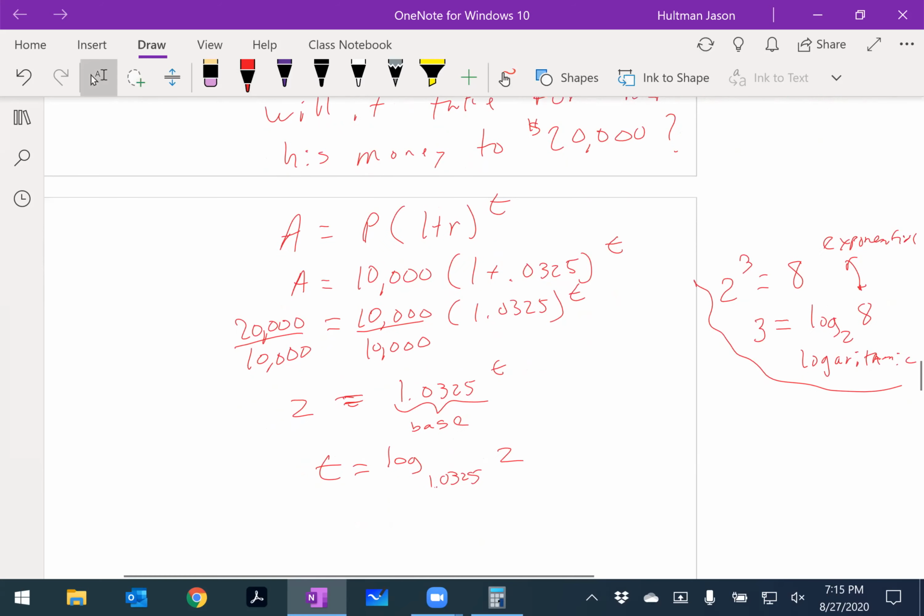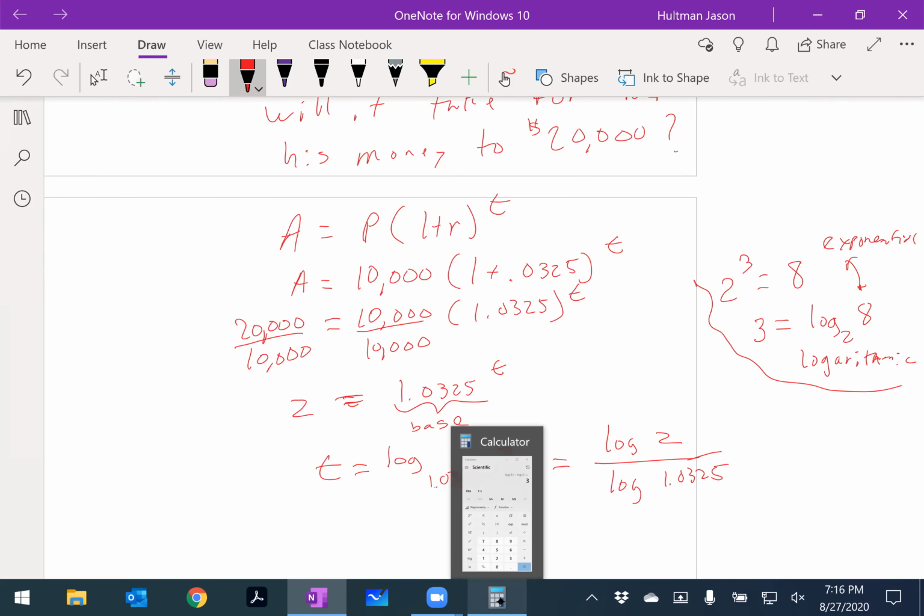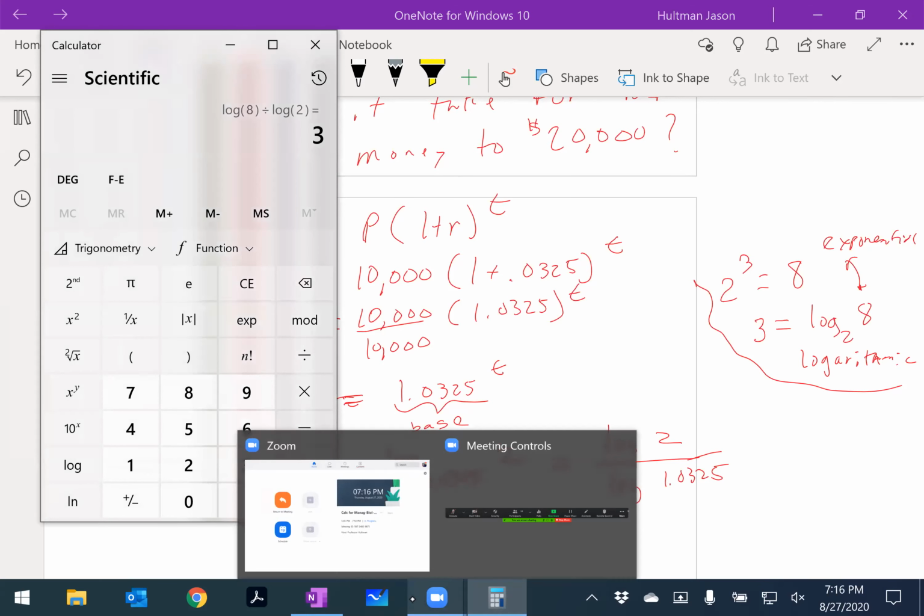Okay, so how can I solve this? Well, I don't have a base 1.0325 on my calculator, but what I do have is a log button of base 10. So isn't this going to be the same thing as log of 2 over log of 1.0325, right? That change of base formula. Now we can go to the calculator.